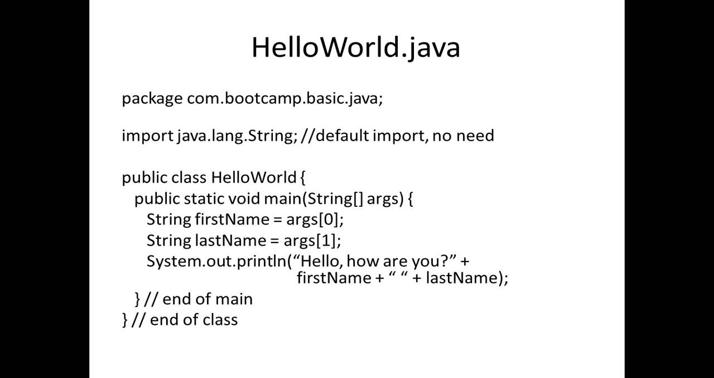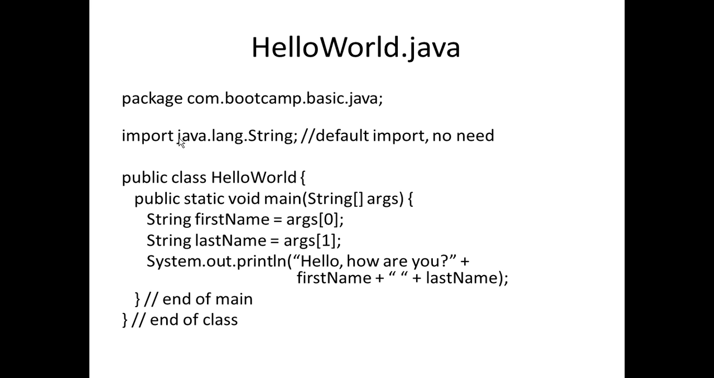So in HelloWorld.java, you have a package statement, which is the first statement in the Java class. After the package, you have a set of import statements, which let you import classes from other packages. In this particular case, I'm importing the String class, which is from the java.lang package. You don't need to import anything from the java.lang package because everything from java.lang is imported by default. But I'm just showing you that after the package you have a set of imports.